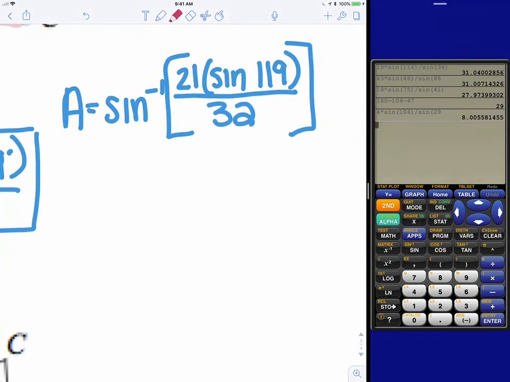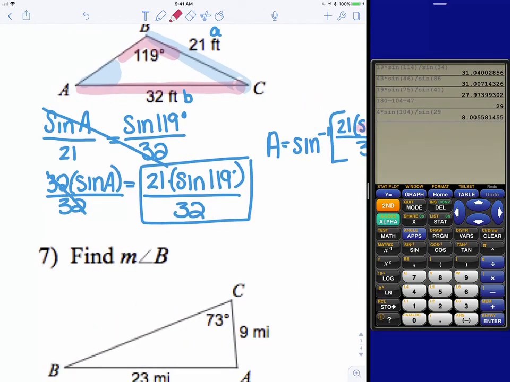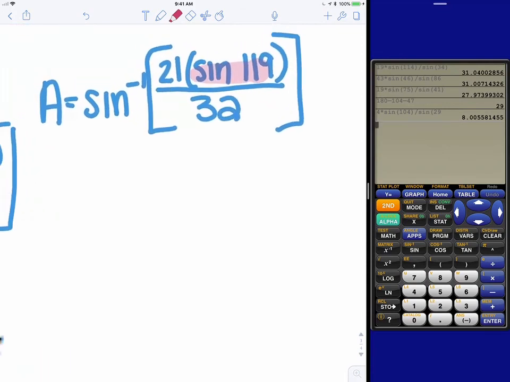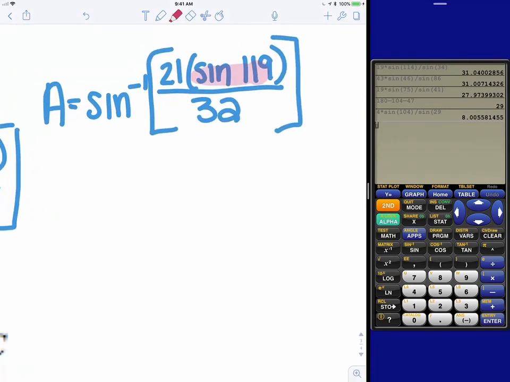Notice that this is not inverse right here. You leave that sine alone. You take the inverse sine of all of this over here, but what's inside of it stays the same. You don't change it to inverse sine, okay? Be careful of that. All right, so we'll do inverse sine, and I'm just going to type this all in.